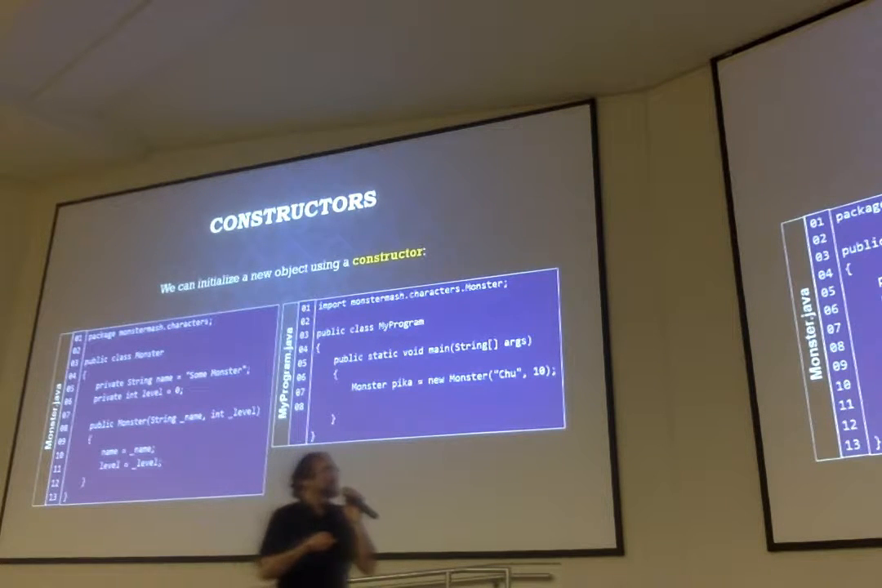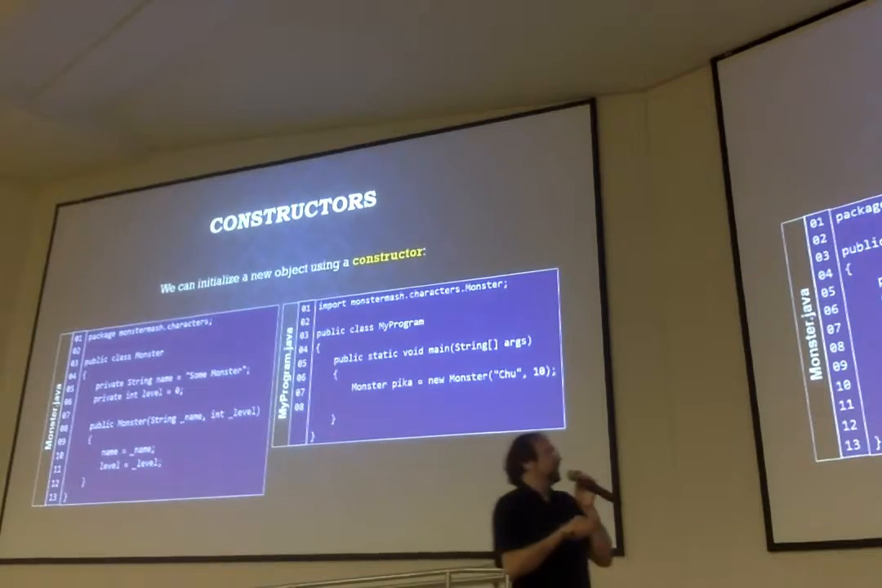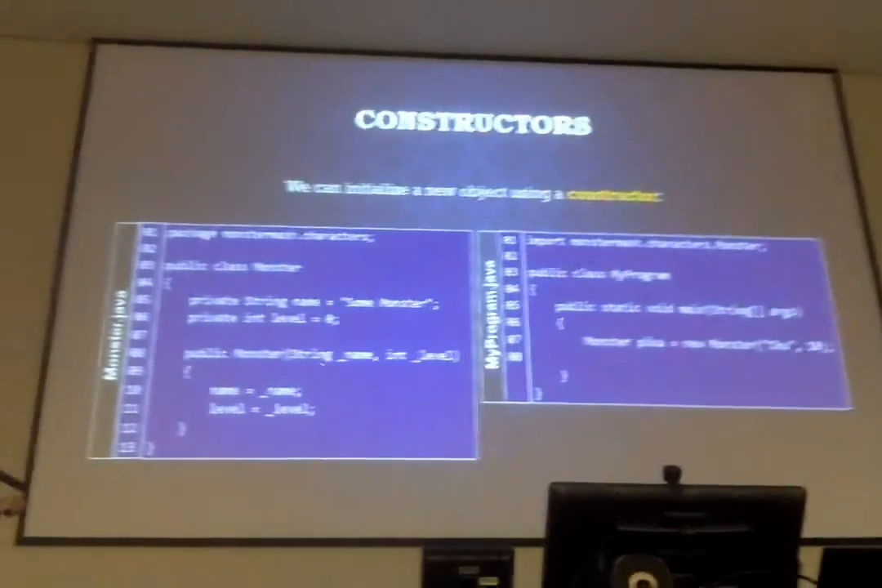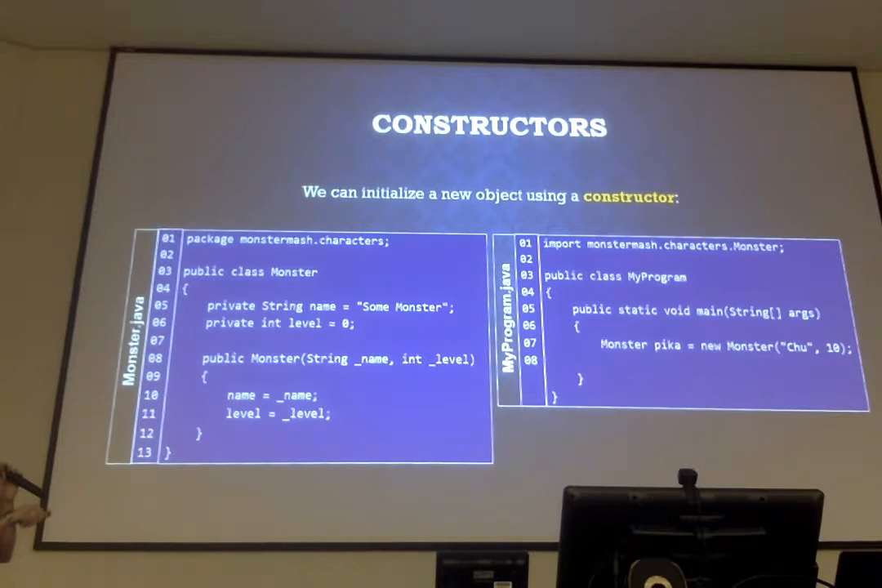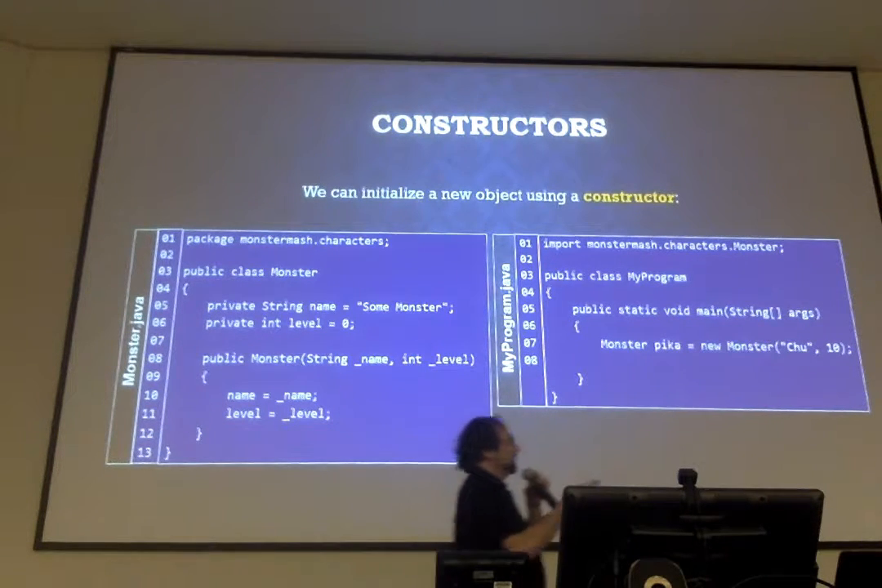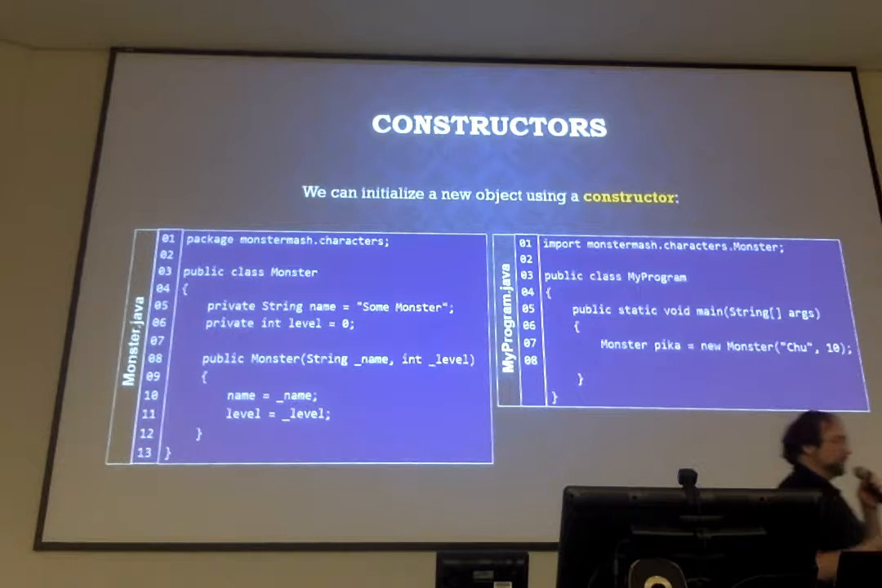So when I say new monster and I give the variables, that's going to go into the constructor. Name is going to become chew, underscore level is going to become 10, and that's going to set the actual variables of the object itself. So this is how we can actually construct an object all in one line.